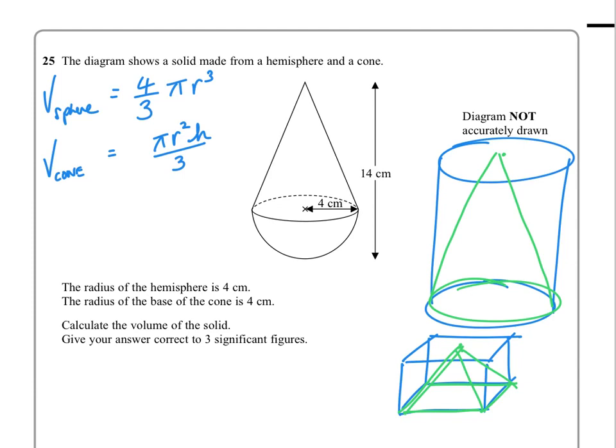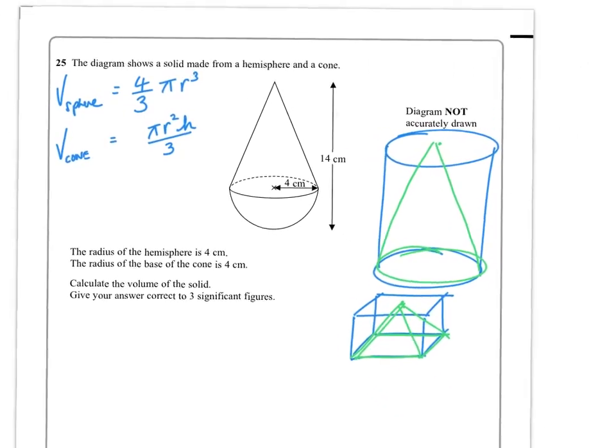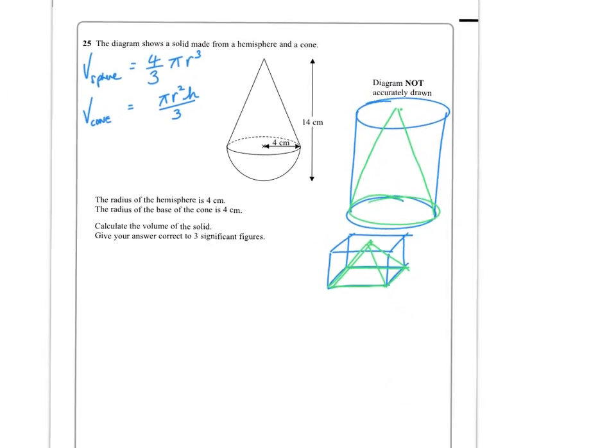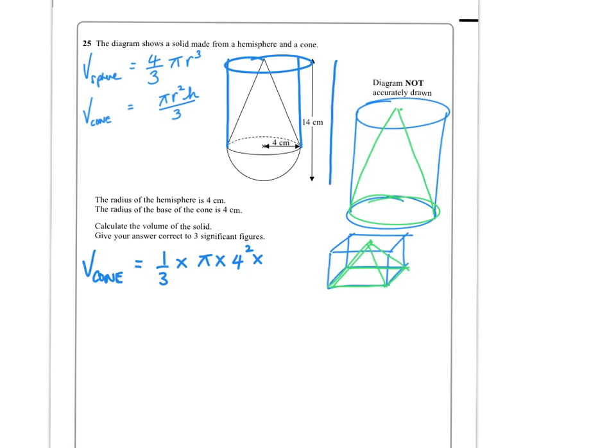It says the radius of the hemisphere, so that's half a sphere, is 4 centimetres. The radius of the base of the cone is 4 centimetres. It just wants the volume of the solid, so you just have to get on with it and see what you get. So the volume of the cone on top is going to be 1/3 of what the cylinder would have been. So imagine there was a cylinder drawn around here. Now that would be 1/3 of pi times the radius squared, which in this case is 4 times the height, which, well, this is the interesting thing now, because this is a bit of a trick, because this is all 14 down here, so you might think it's 14 here.